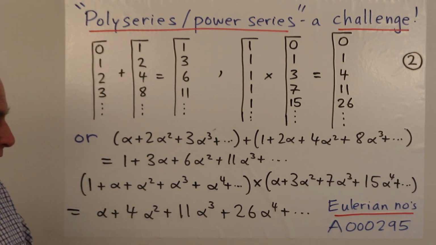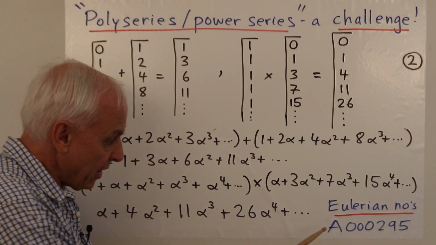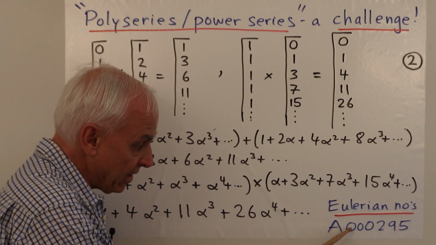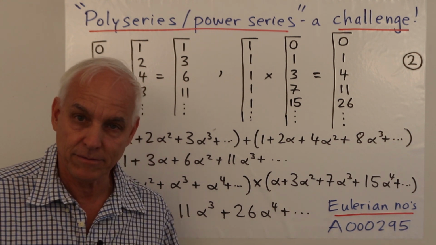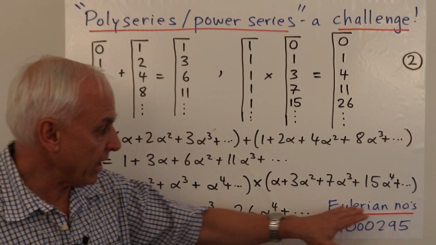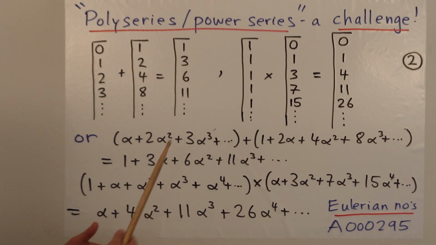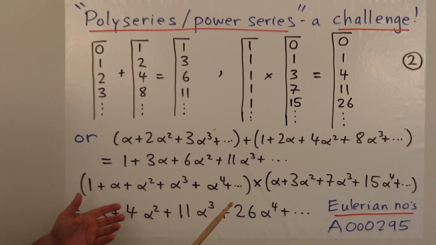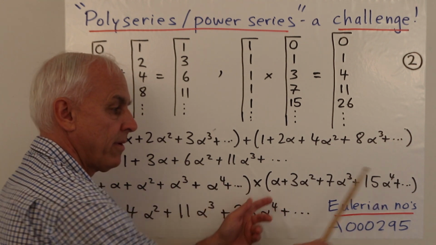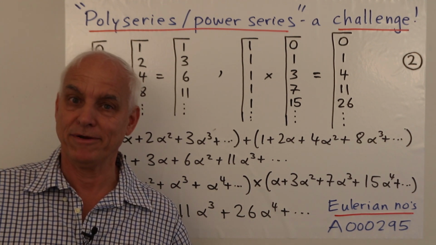In Sloane's online encyclopedia of integer sequences, which is going to be playing a very interesting role in this course, that sequence is numbered A000295. That's the sequence that starts 1, 4, 11, 26. Maybe there's some zeros in front. So it turns out that these Eulerian numbers, wherever they're coming from, probably some kind of combinatorics or algebra, can be generated by multiplying these two simpler polyseries. So that's kind of interesting, and we can hope that more interesting things like that will happen.